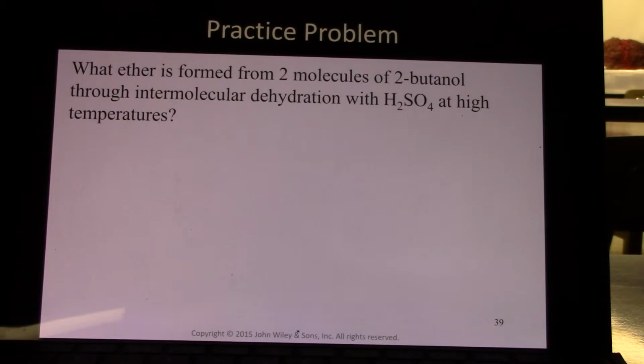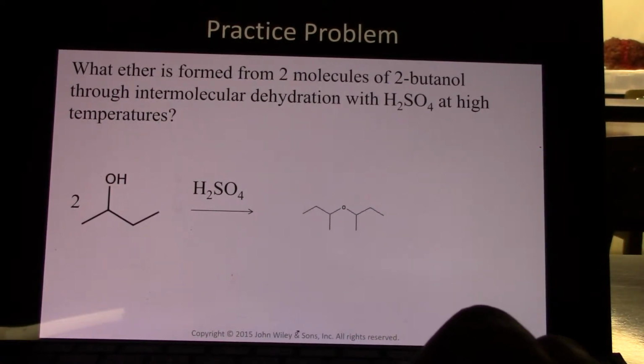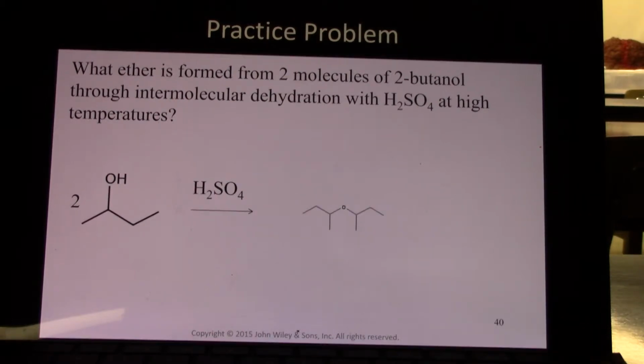So what ether is formed when two molecules of butanol react through intermolecular dehydration? Well, we react here, we get two of these butane groups connected at carbon number 2 bound together. So this came from one of the butanols, and then this came from the other. And then a water is also expelled.